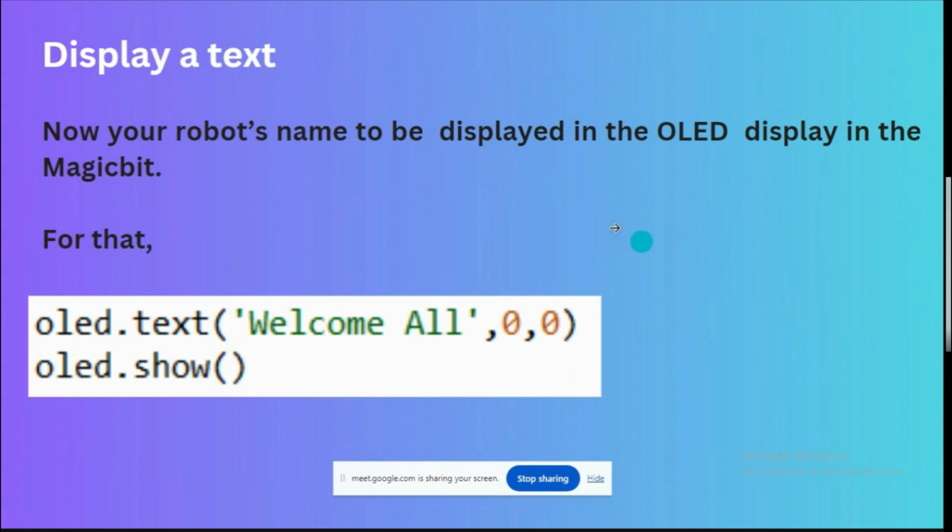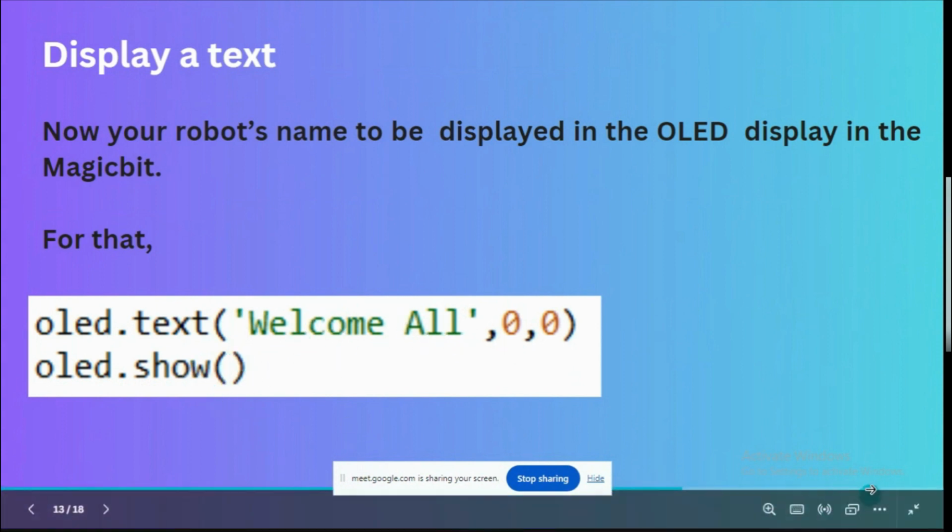So here as the text, we are going to display these two words. If you want, you can type any other word, and these two zeros are to set the place or the position of the word within the display. I will show you how we can change them and get the output. And after that line, we are calling whatever text here to appear on the display, right?